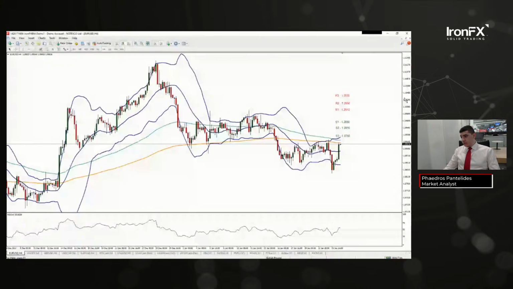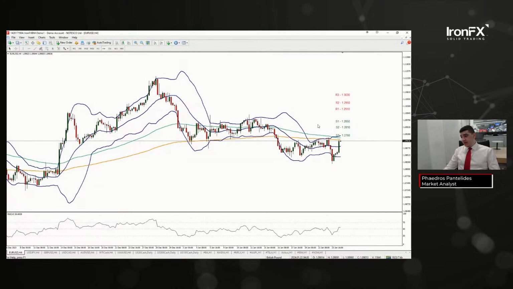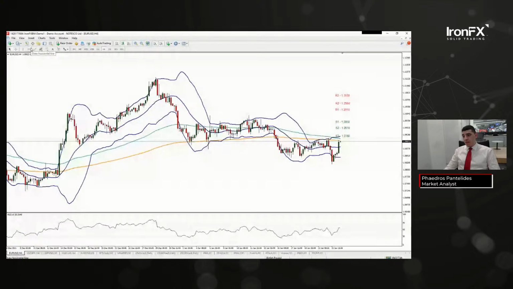All right, so Bollinger Bands appear to have narrowed, moving in a sideways fashion. Moving averages as well appear to be smoothing out. In addition, RSI 55. So you have three indicators that are implying that the pair might move in a sideways fashion, as there appears to be a neutral market sentiment.